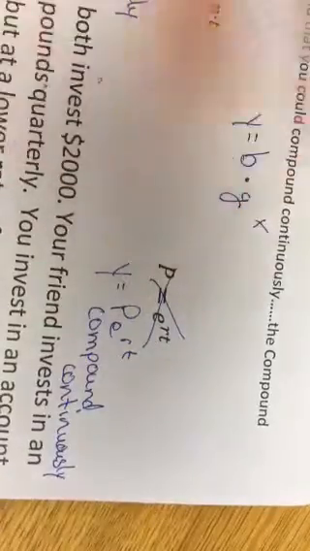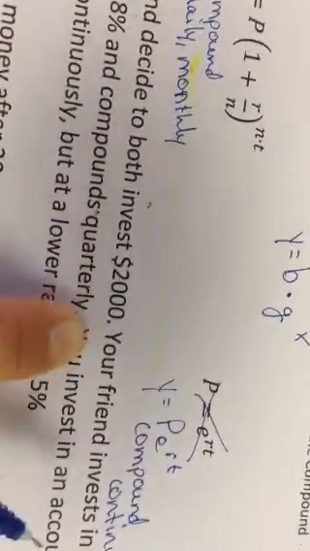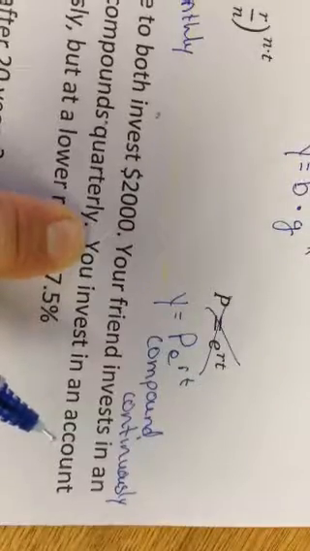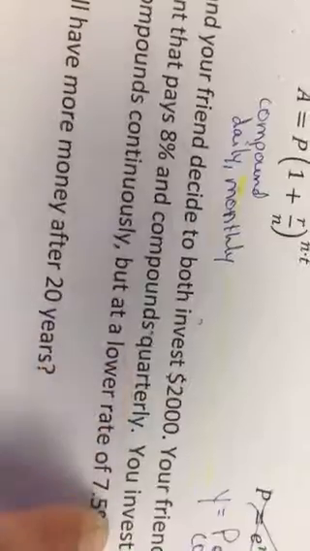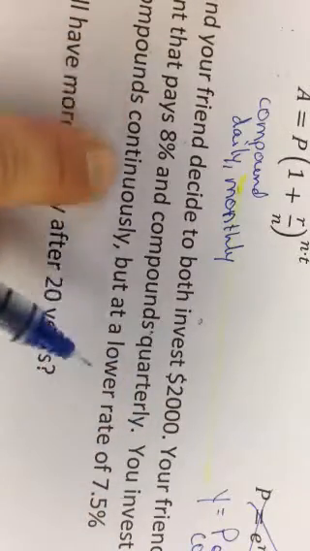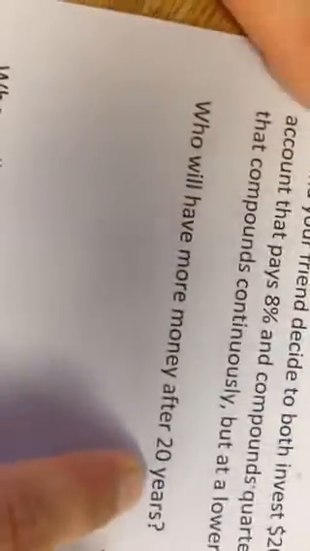So those are our different formulas. All right? So you and your friend both decide to invest $2,000. Your friend invests in an account that pays 8% and compounds quarterly. And you invest in an account that compounds continuously but at a lower rate, at 7.5%. So who's going to have more money after 20 years? So there's you, and then there's your friend.